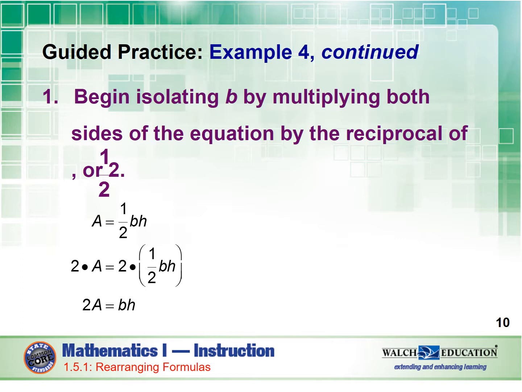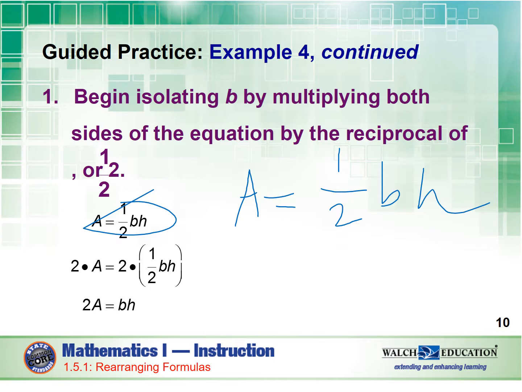In order to do that, we do the same steps. We don't do anything different. We're just going to begin isolating our variables until we get what we need. In this case, we're going to isolate B by multiplying both sides of the equation by the reciprocal, or 1/2. So we have A equals 1/2 BH. This is what we're starting with. And I'm going to rewrite it. A equals 1/2 BH. We need to get rid of 1/2.